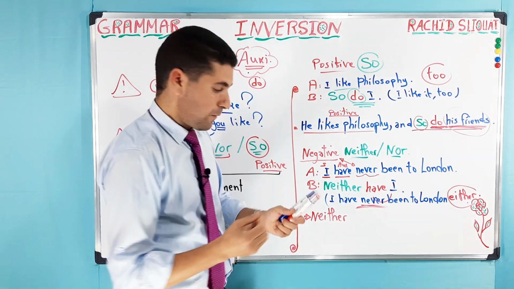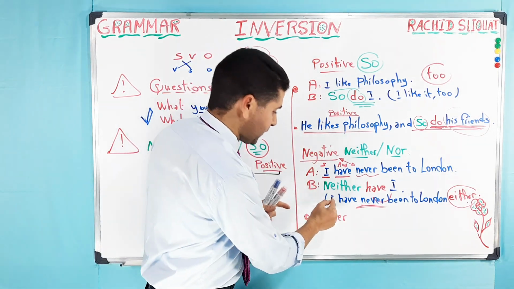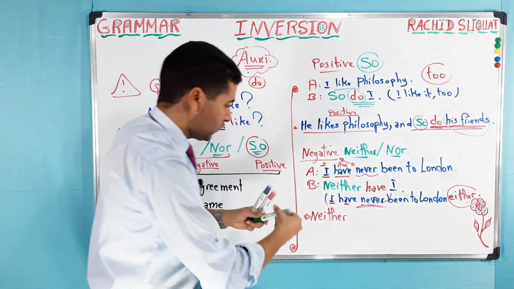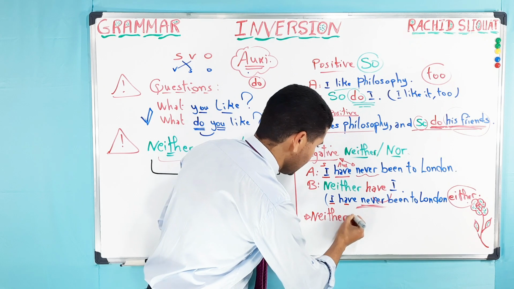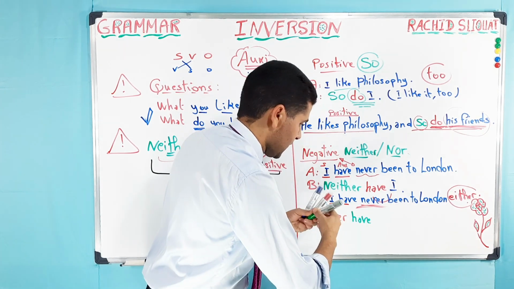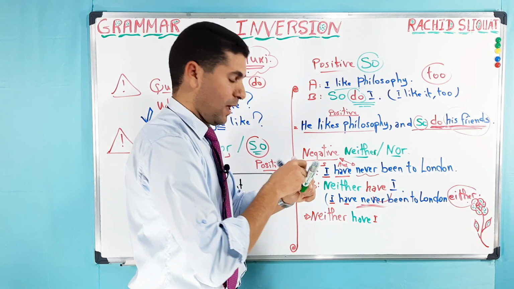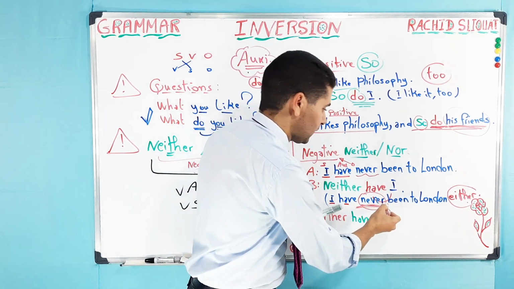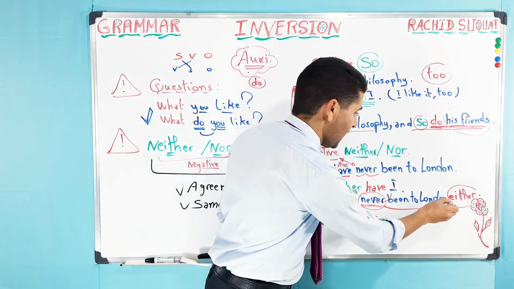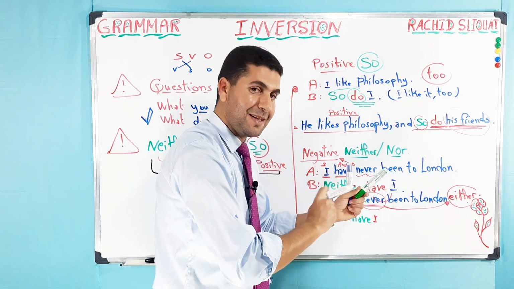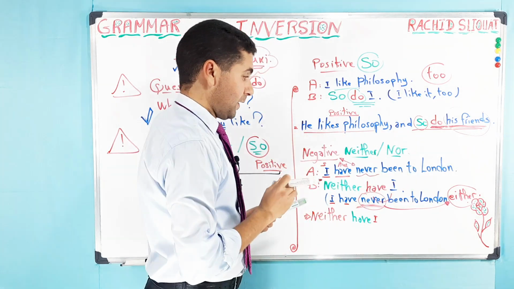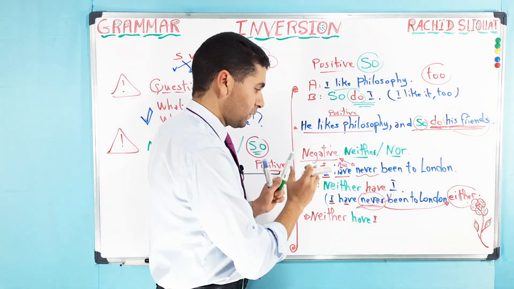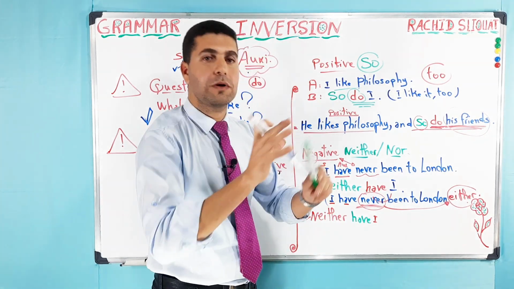Now, here, what can we say? Very simply, as I said before, we invert the subject and the auxiliary. We can say, neither have I. Neither have I. Here, look, we are not going to use never. Never is a negative one with either. So either is always used in a negative sense, in negative meaning. But when we use neither, we change the sentence from negative to affirmative.